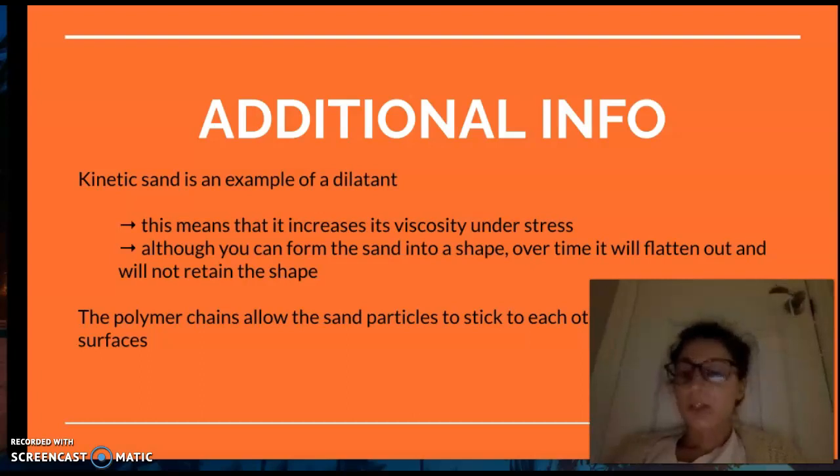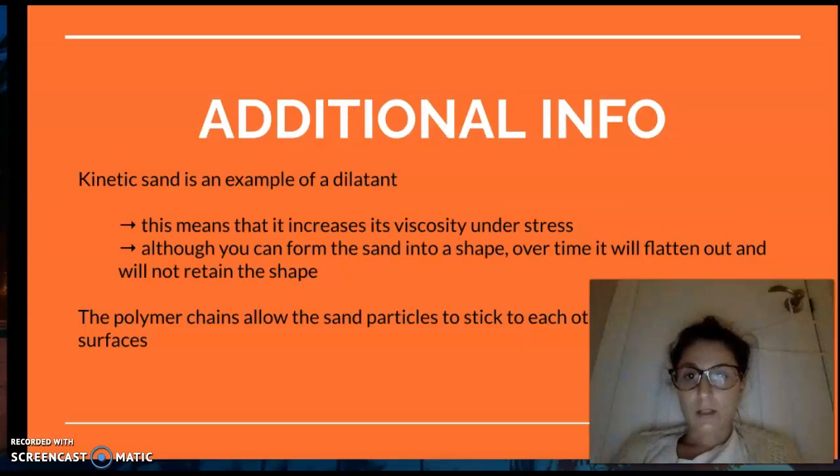The polymer chain also allows the sand particles to stick to each other but not to other surfaces. So if your experiment was successful, you would be able to see that whatever surface you made the sand on, it doesn't stick to that and it doesn't make a big mess, but it will just stick to the other polymer molecules.